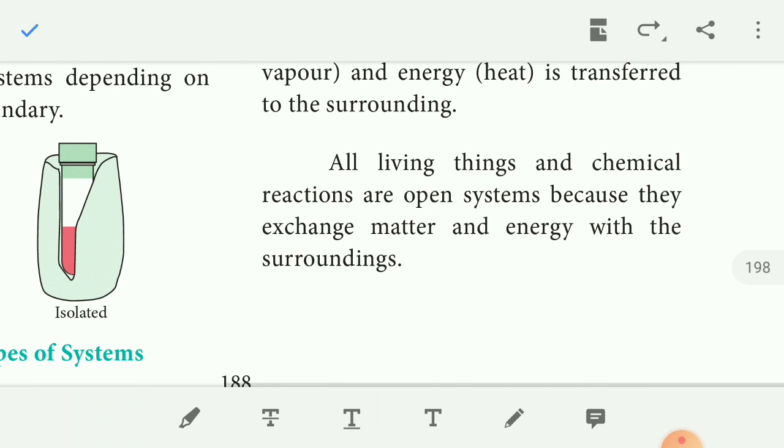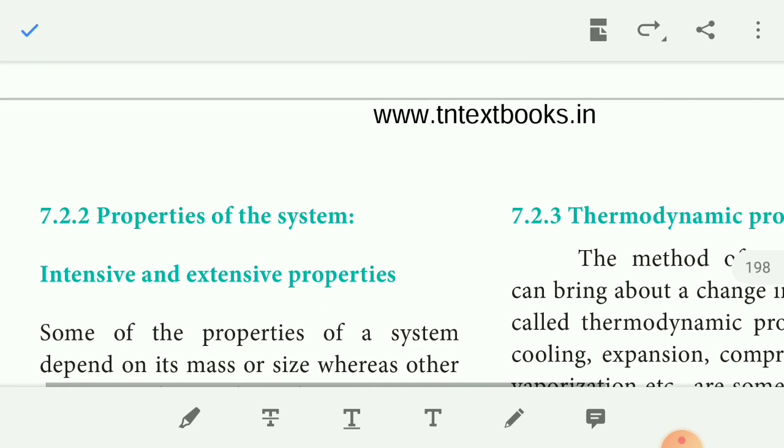All living things and chemical reactions are open systems because they exchange matter and energy with their surroundings. The next one, properties of the system.